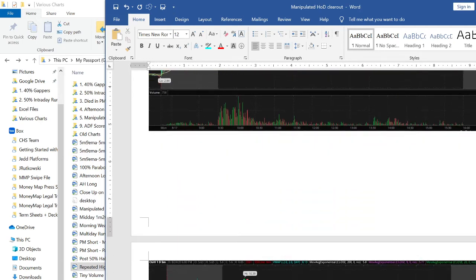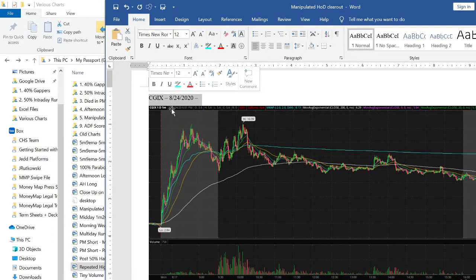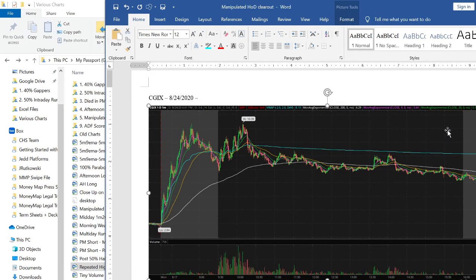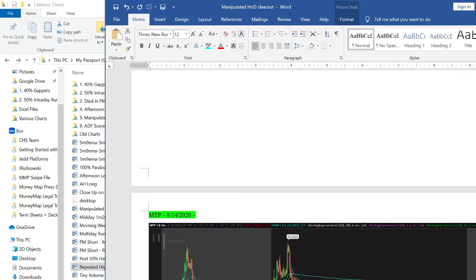It doesn't happen super often, but the point is on super low float stocks, they can come back at any time from anywhere. They can always come back because they're so easy to manipulate.